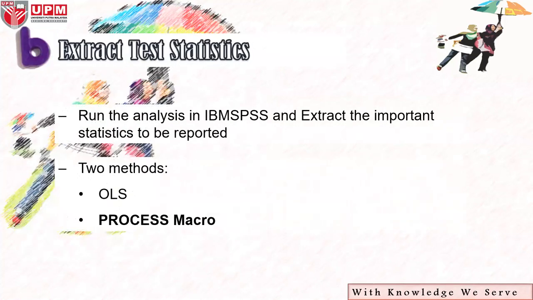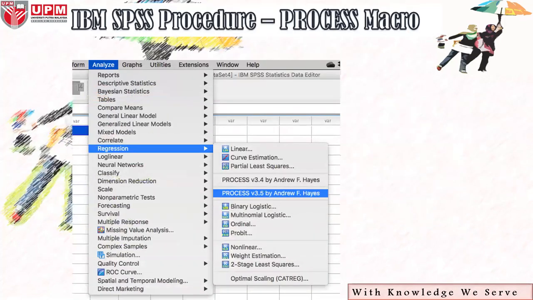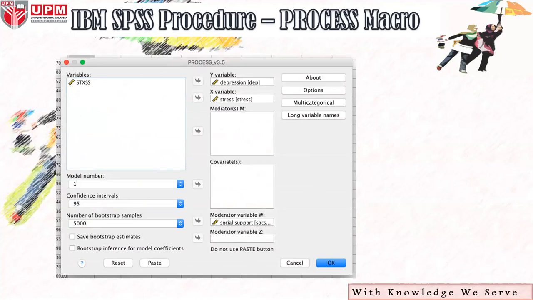Okay, so now we run the analysis by using process macro. Okay, so we repeat similar step. Click analyze, click regression, and then click process. Analyze, regression, process. Okay, next one, we insert our variable accordingly. Y, depression, X, stress, moderator, social support. DV, depression, IV, stress, moderator, social support.